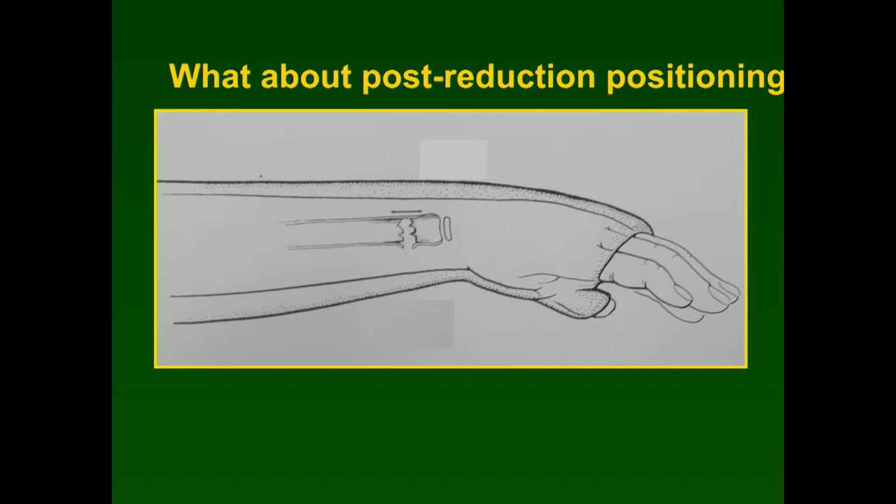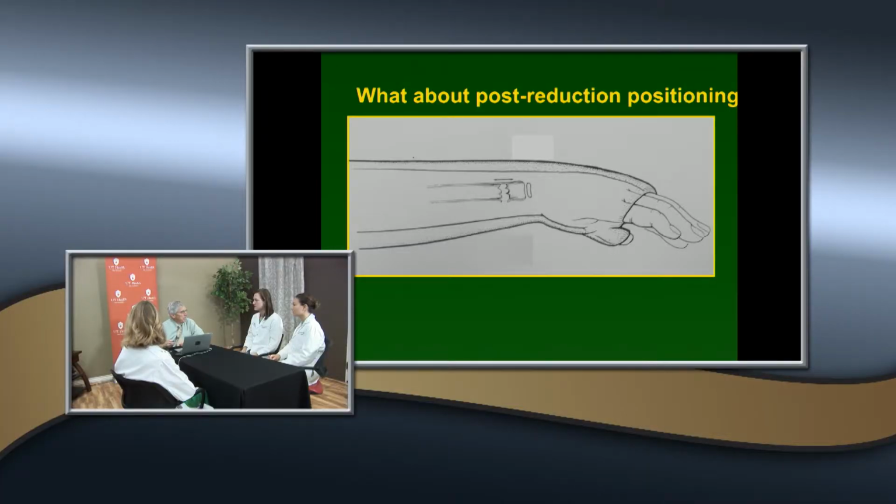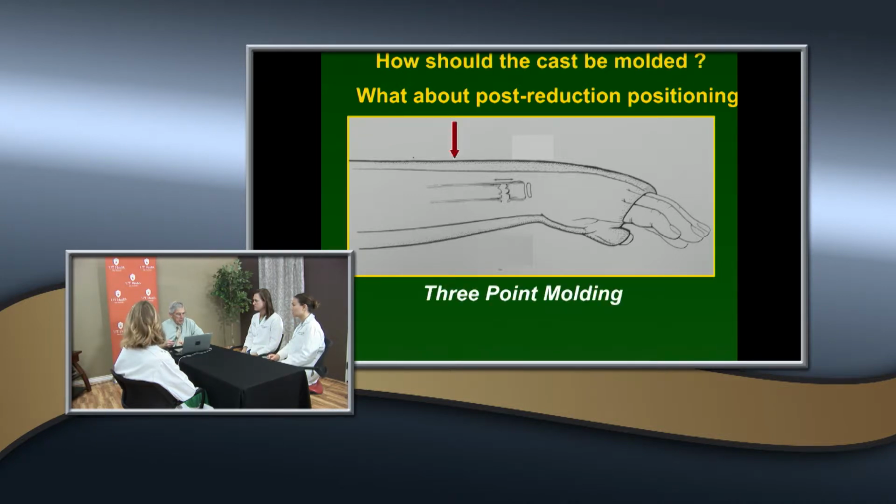So after you've put this elliptical cast on, how are you going to mold it? Where are you going to put your molding points? You want a 3-point mold. Yeah, distal to the fracture site, but not through the wrist. That's right. The cast should be molded. You want 3-point, and you want it on each of the fragments.